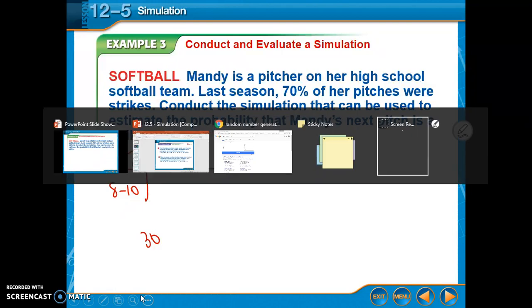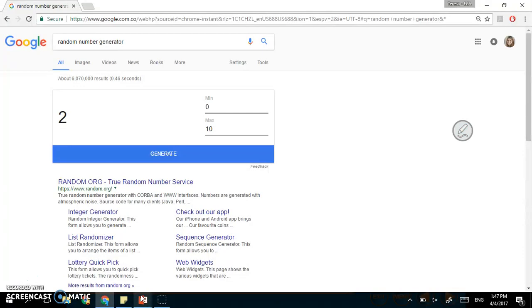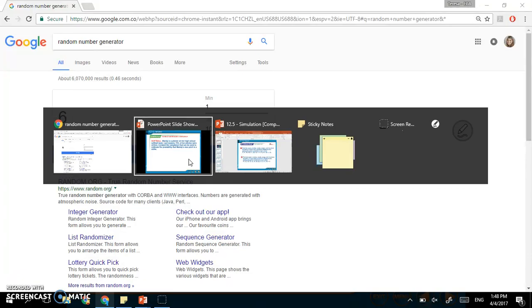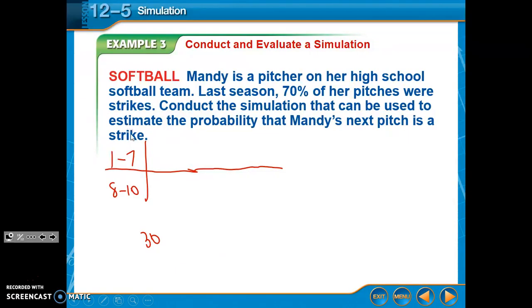What I did is I went to Google and typed in random number generator and it gave me this box here. I want to pick numbers between 1 and 10 and I click generate. I got 6. So I'm going to go to my table and mark it. I got 6, right? So that's between 1 and 7. I'm going to put a tally there. And I'm going to do this 30 times so that I can get an idea of the theoretical probability.